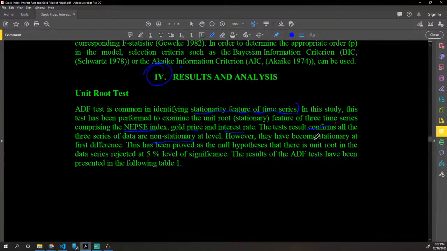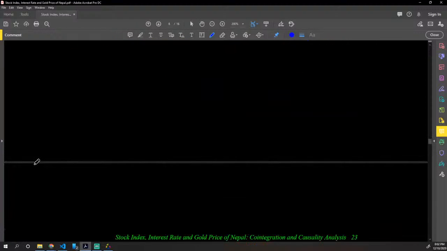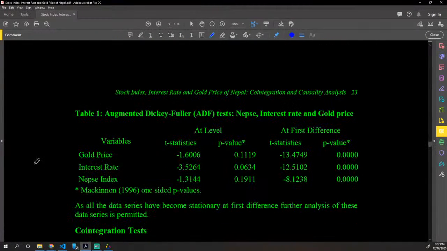However, they have become stationary at the first difference. This has proved that the null hypothesis, that there is a unit root in the data series, is rejected at 5% level of significance. The results of the ADF test have been presented in the following table.